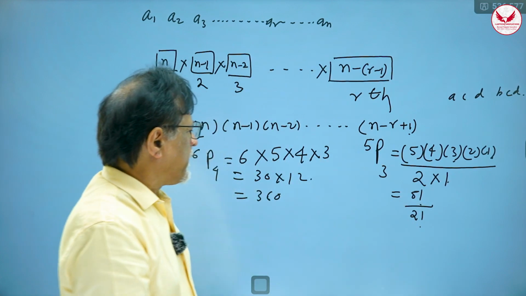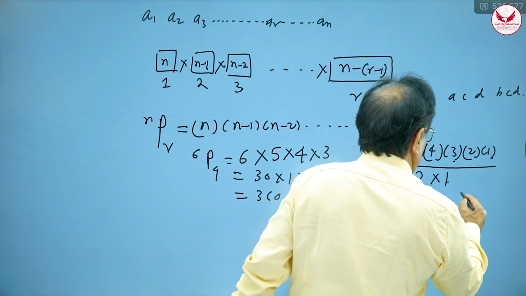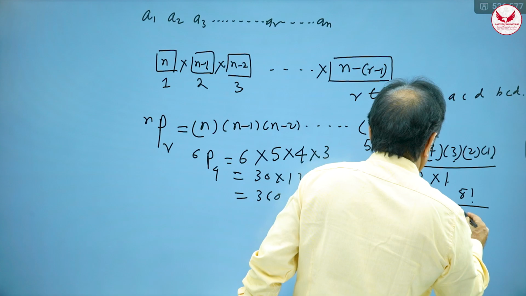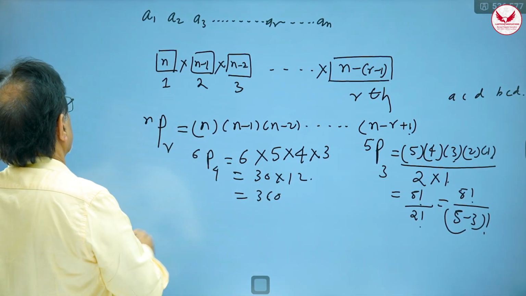Now what is the relation between 5 and 2? 5 minus 3 is 2, which means I have this formula that 5P3 equals 5 factorial upon (5 minus 3) factorial. Correct? I'll give you one more example.